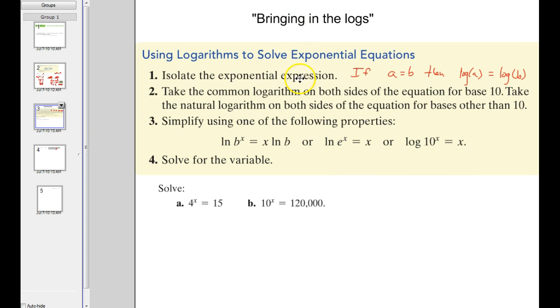So the first thing we're going to do is isolate the exponential expression, and then we're going to use the property that if two things are equal, then they're equal when we bring logarithms in on both sides. So we're going to take either the common log or the natural log of both sides if the bases are other than 10. Okay, so this idea is the natural log of b to the x. We'll be able to bring that x down in front, and we'll be able to solve for that x. Because when we're solving exponential equations, we want the variable that's in the exponent, and one of the properties of logs is the exponent can come down.